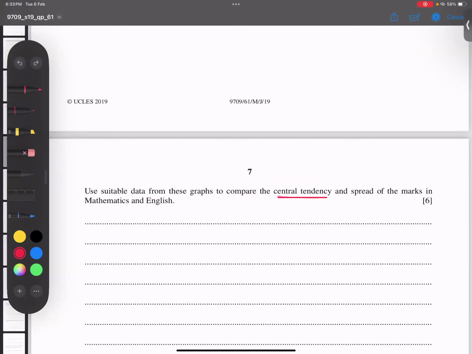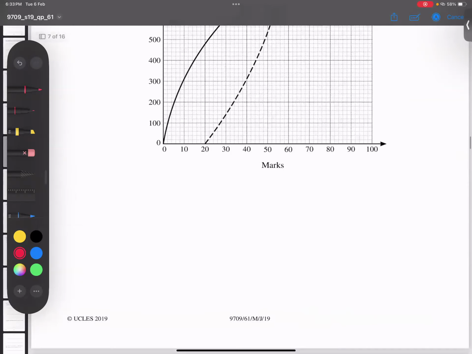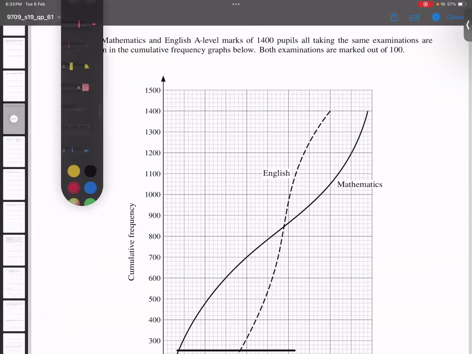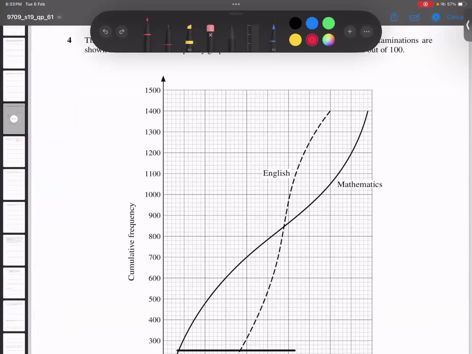Mean, median. Whenever he asks you this, we have to go for the median. And for spread we have two options. Spread always contains two parts: range, the highest value minus the lowest value, and IQR, the interquartile range, upper quartile minus lower quartile. So let's try to find it. First of all, both graphs end at 1400, so total n is 1400.